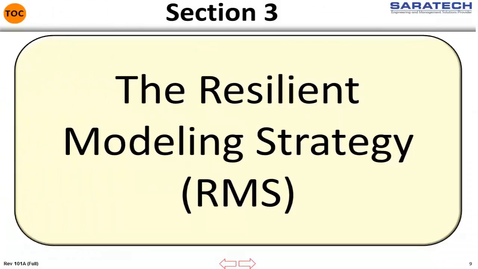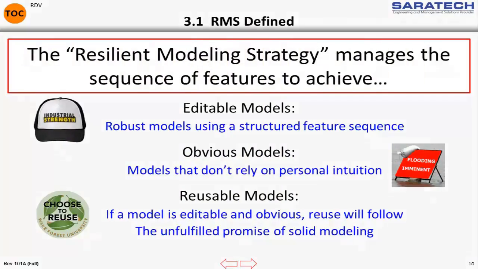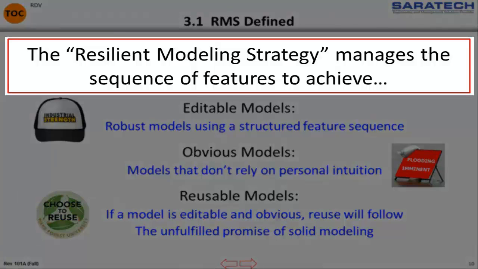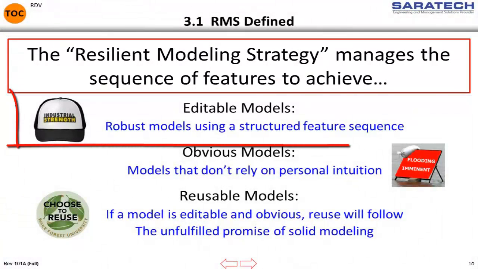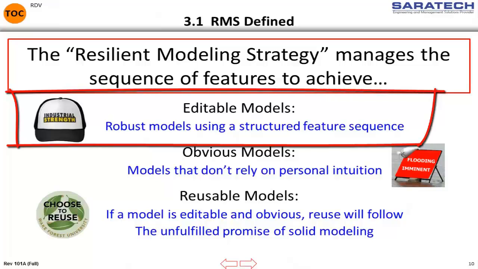Resilient modeling strategy. Resilient modeling strategy is based on the idea that the feature tree can be designed to produce editable models, obvious models, and reusable models. Editable models are based on a predictable and readable feature sequence. If everyone in the company uses the same simple strategy, suddenly models are exchangeable and reusable. They can be started by one person and finished by another.